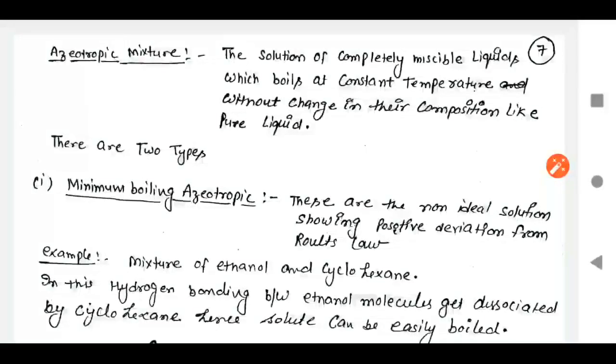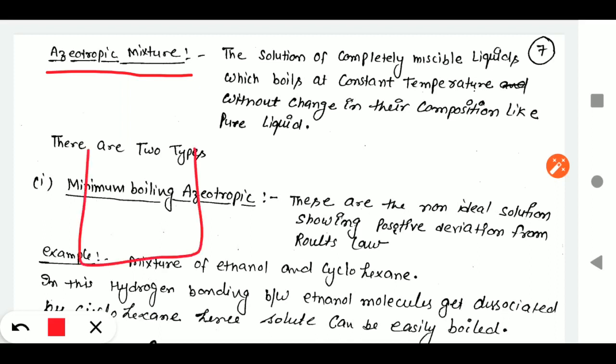Students, I am Ankit and today we will discuss a new topic, azeotropic mixture. This is our fifth video, and yesterday we discussed ideal and non-ideal solutions. So the next topic is azeotropic mixture. So students, what is an azeotropic mixture?